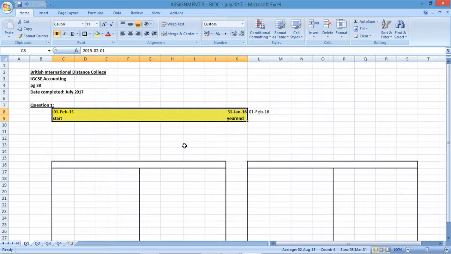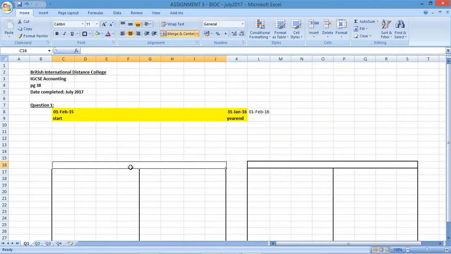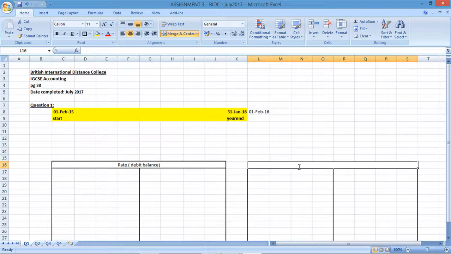So let's go back to the information and let's see what we are required to do. Well, they said ledger accounts for rates, so we can put that in. They said rates has a debit balance, so we know that has to be recorded in this actual account. Then they also tell us that we have motor expenses, and they tell us in the question that this has a credit balance.